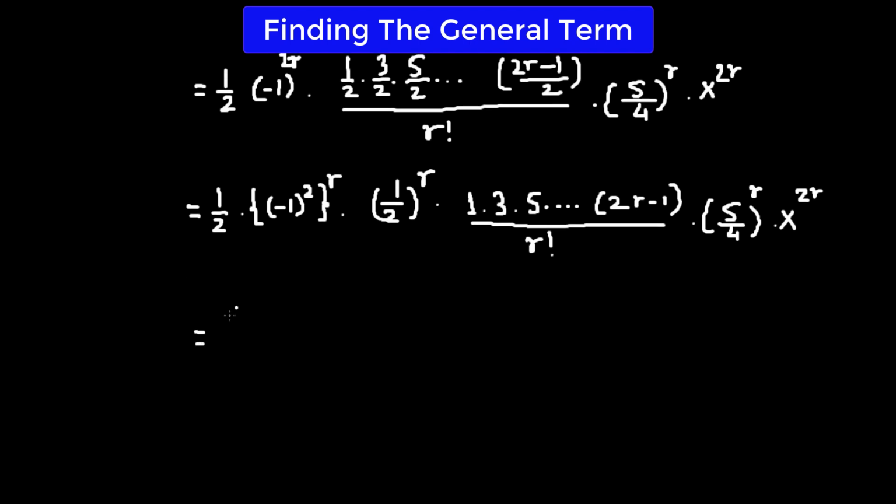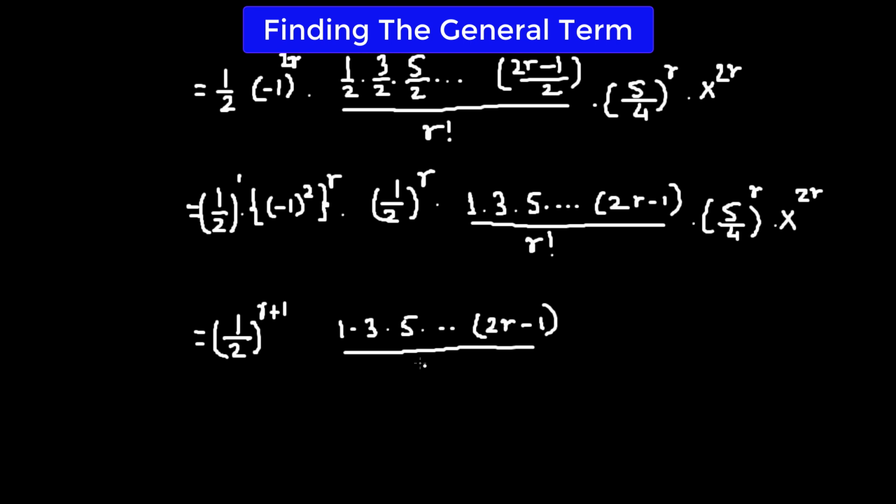Now we have half. Now the exponent of half is 1, so we can combine it with the exponent of half, which is r here, so that would give us simply half raised to the power r plus 1. Now negative 1 squared will be positive 1, and 1 raised to the power r will be simply 1. So we're left with 1, 3, 5 and 2r minus 1 divided by r factorial times 5 over 4 raised to the power of r times x raised to the power of 2r.